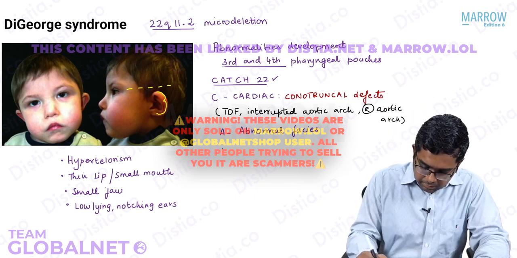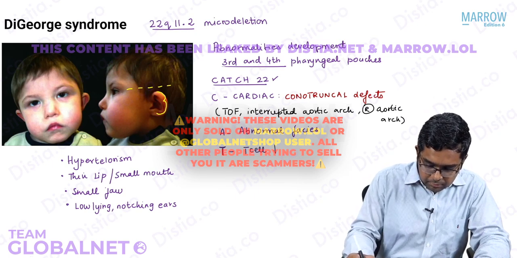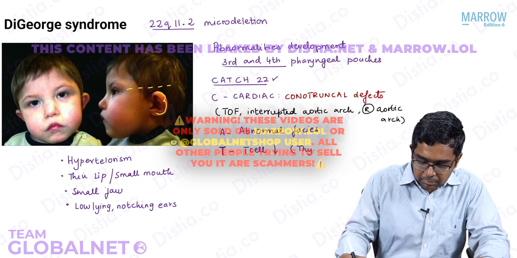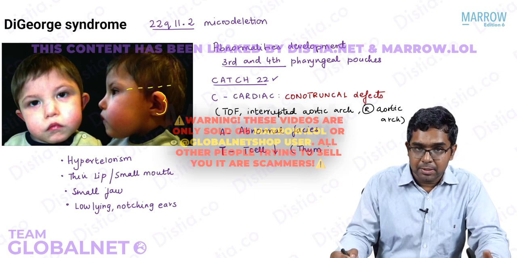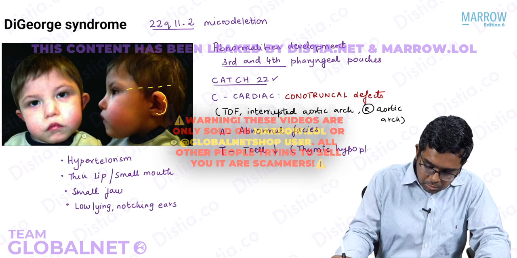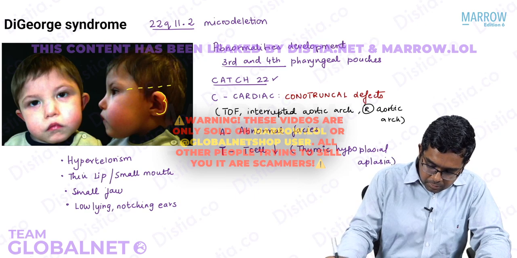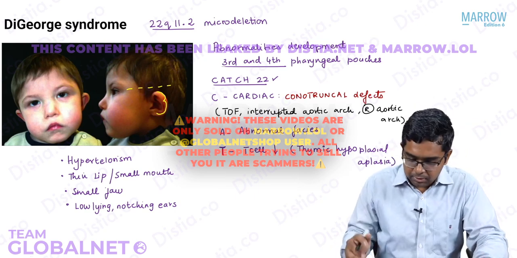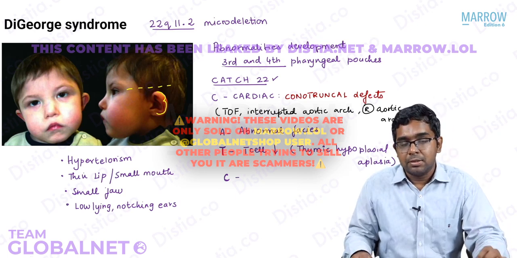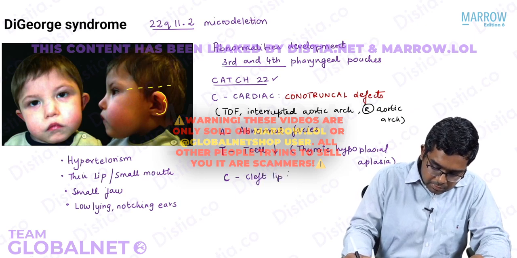The next one is T, which stands for T cell deficiency or T cell immunodeficiency. This is because of the thymus, which is not developed properly as explained before. So it is due to thymic hypoplasia, or in some cases you even get aplasia. Okay, so T for T cell immunodeficiency. Next one, C. Even though it is not shown in this picture, these children have an increased risk of cleft lip as well as cleft palate.